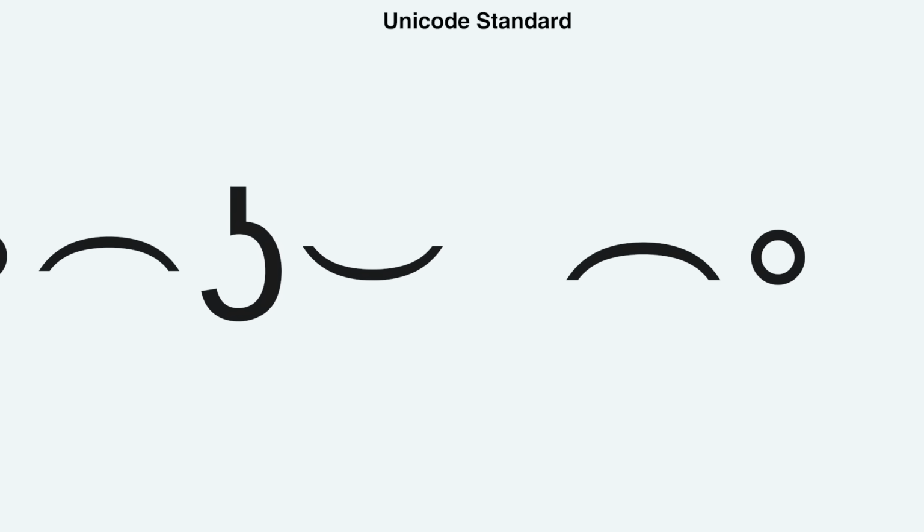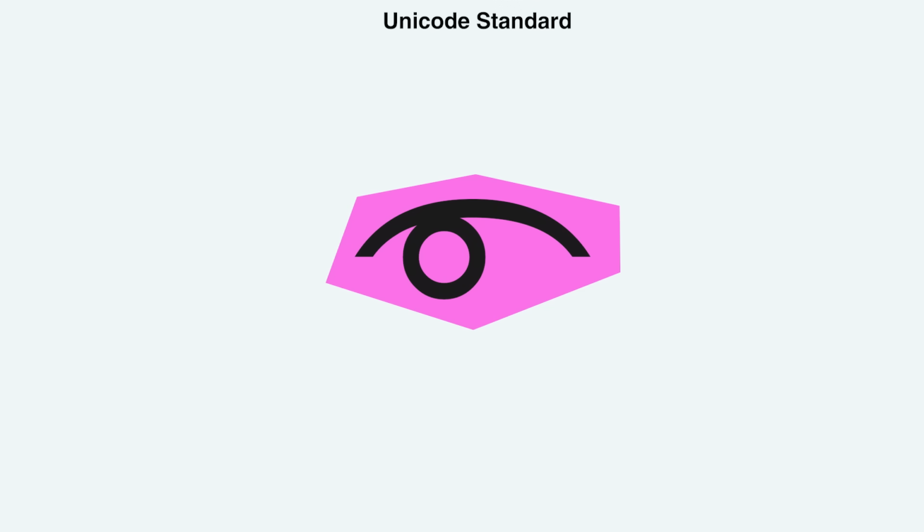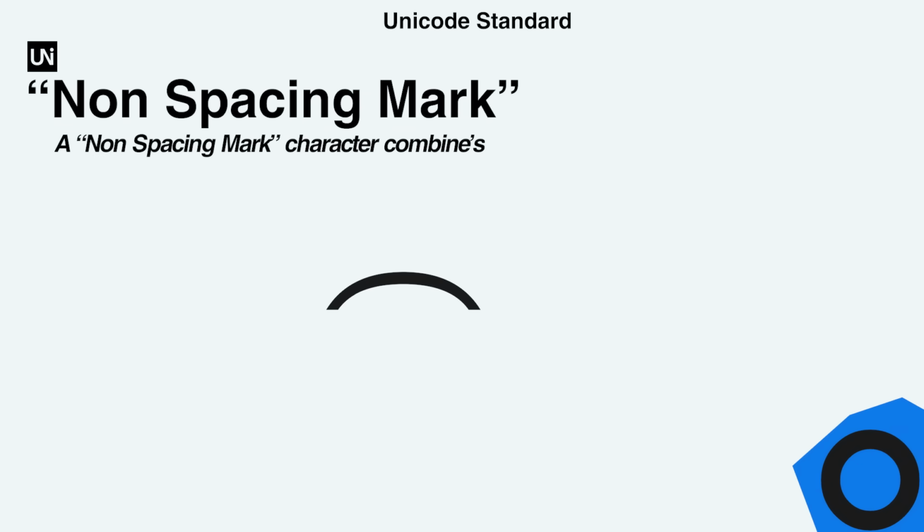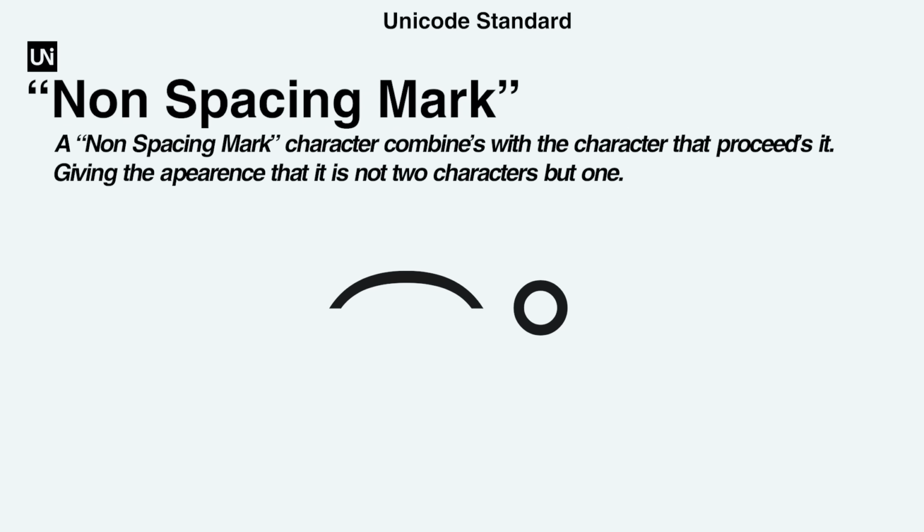The Lenny face is actually a perfect example. The two sides that make up the head are just two normal brackets, but the eyes, nose, and mouth are a feat of engineering. It appears to be just 3 different characters, but it's actually 6. In the Unicode standard, 2 characters can take up 1 spot if one of them is a non-spacing mark. The non-spacing mark character combines with the character that precedes it, and they both take up a single spot.